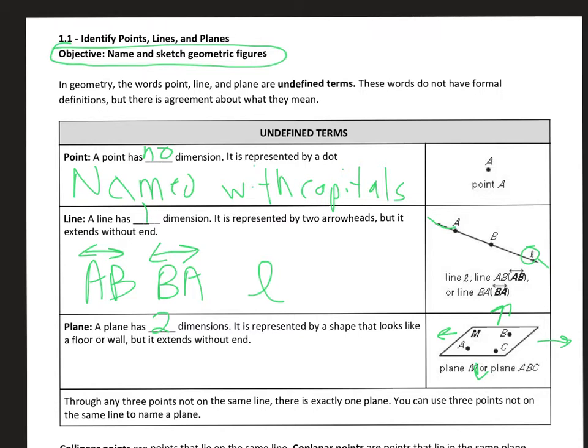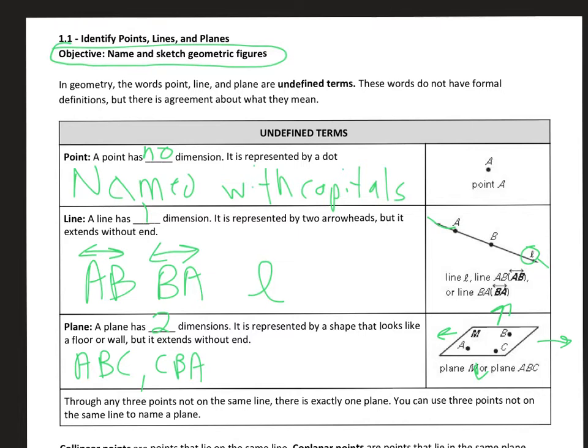And planes, what I like to do is I like to name planes by at least 3 points. So this plane, we could name this plane ABC. We could name this plane CBA, BAC, BCA. The order doesn't really matter in planes either, okay?